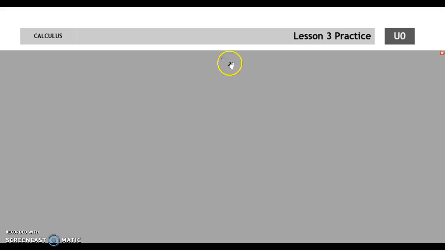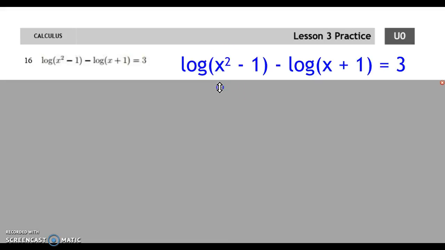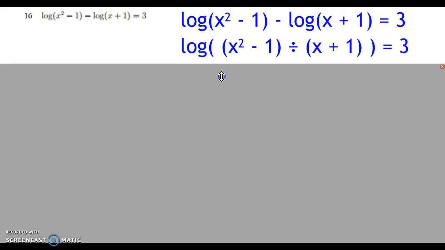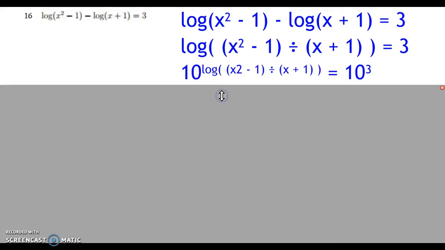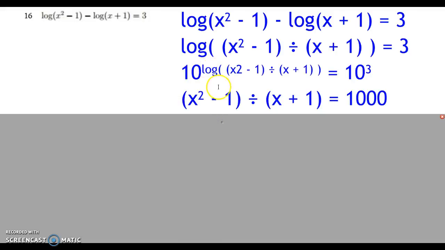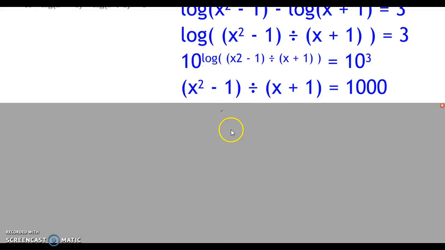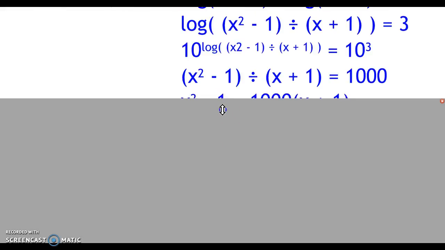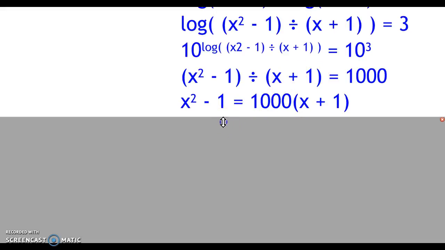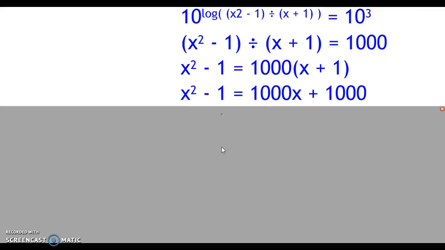All right, this one's a bit easier if you follow the steps. You should see that the first thing we do is convert this into a division problem. Then we represent it as an exponentiation problem. Next, we eliminate the 10 and the log. We get this division problem again. And next, we're going to use cross multiplication. That's something, a blast from the past. We're multiplying both sides by x plus 1. It comes over to the right-hand side. And we distribute the 1,000.